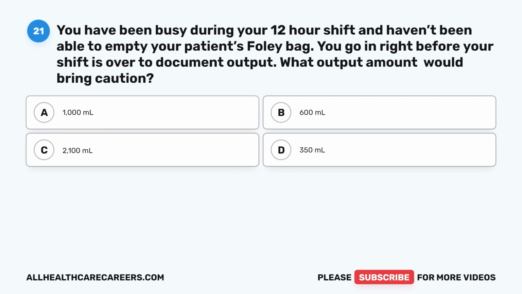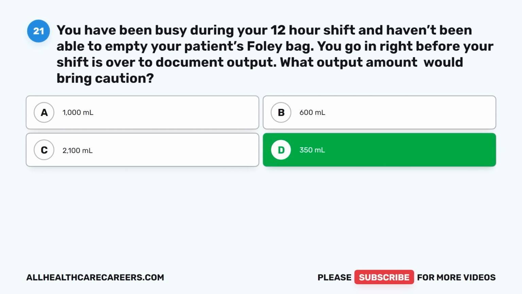Question 21. You have been busy during your 12-hour shift and haven't been able to empty your patient's Foley bag. You go in right before your shift is over to document output. What output amount would bring caution? A. 1,000 ml. B. 600 ml. C. 2100 ml. D. 350 ml. The correct answer is D.